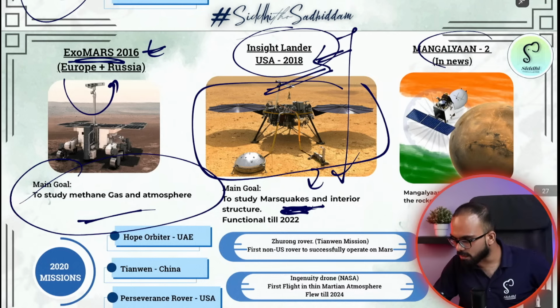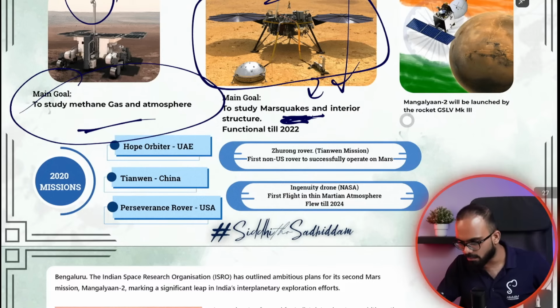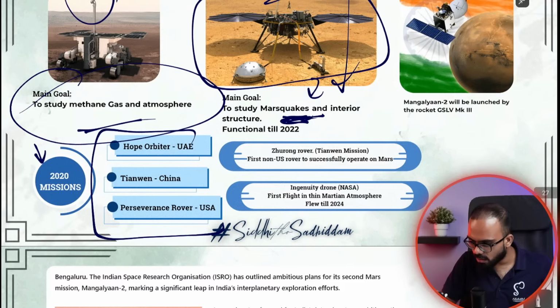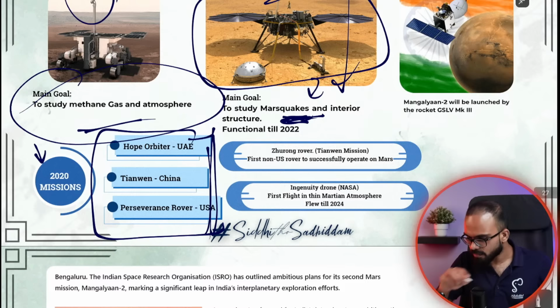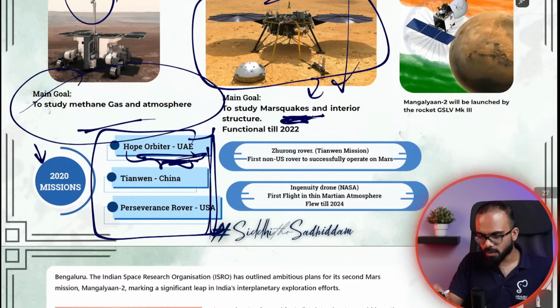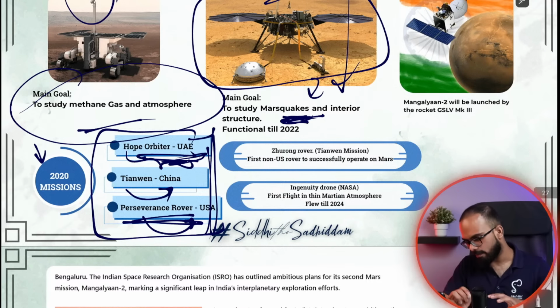Then India is planning another Mars mission, that is Mangalyaan 2. That is our upcoming Mars mission. Along with that, in 2020, there are three new major missions that happened. One is Hope Orbiter, it belongs to UAE. China sent Tianwen. Then the USA also sent one more, that is known as Perseverance rover.